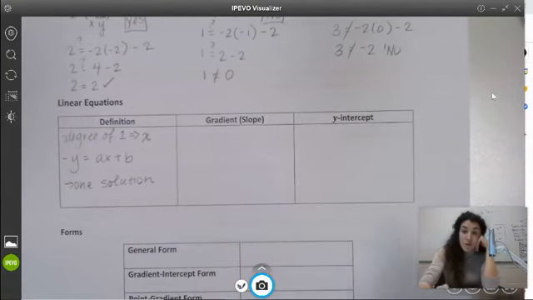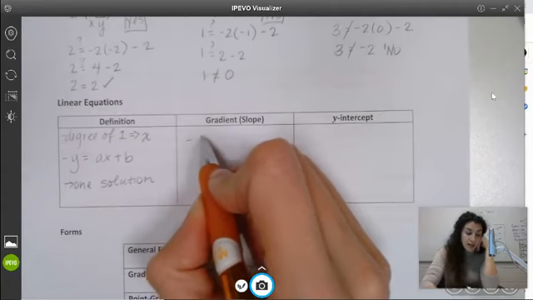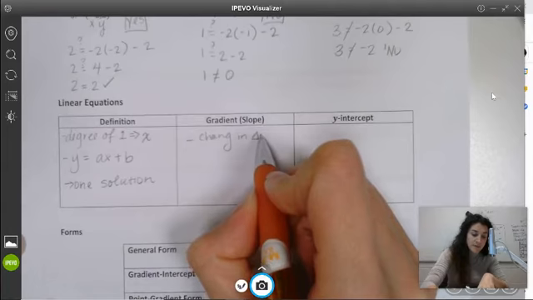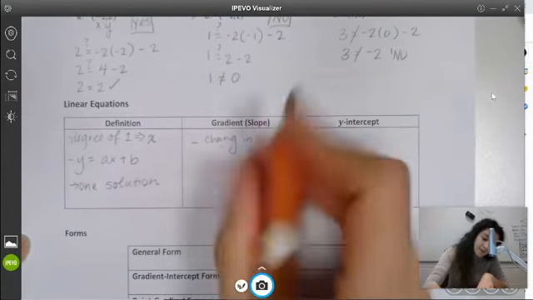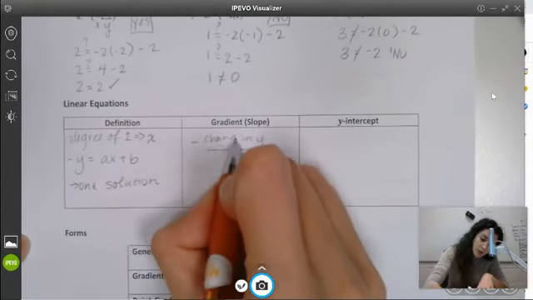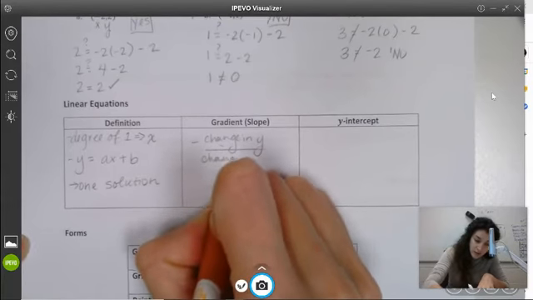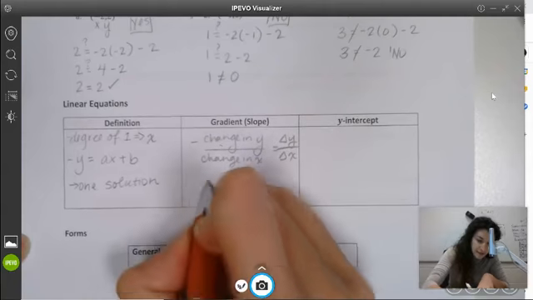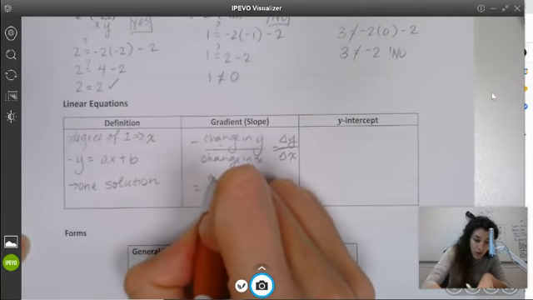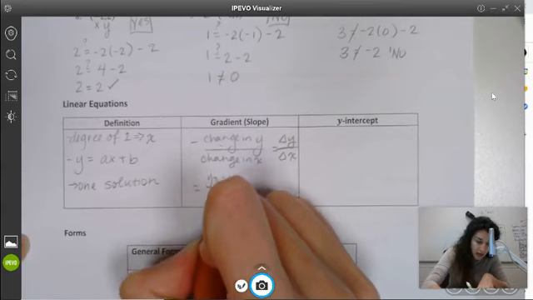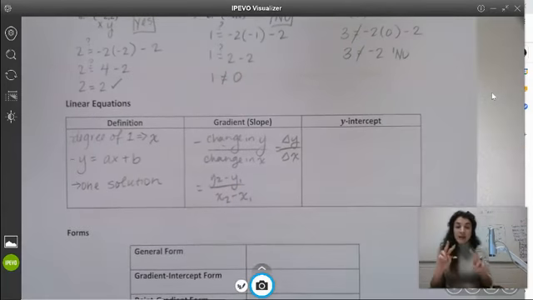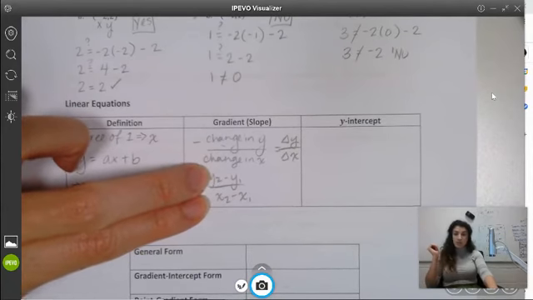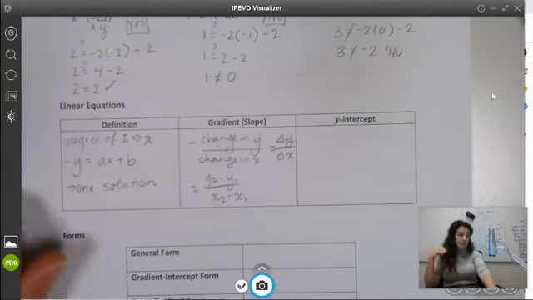Okay. A gradient is our slope. We spent a lot of time talking about it. It's your change in y over your change in x, delta y over delta x. We have a formula, y2 minus y1 over x2 minus x1. Remember, it doesn't matter which order you have it in as long as you're consistent. If you put the second point first, you need to make sure you do that both in top and bottom.